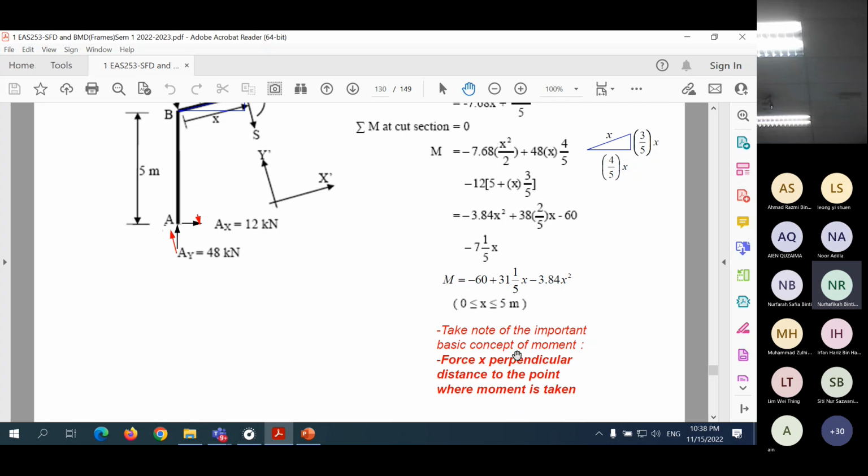So class, one of the important things that you have to take note here is the basic concept of moment at a point. It will always be back to basic: force multiplied with perpendicular distance. So we need to find the perpendicular distance.